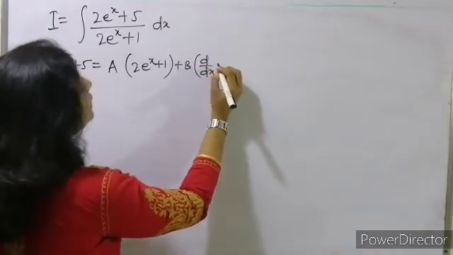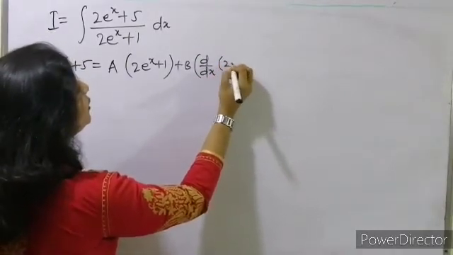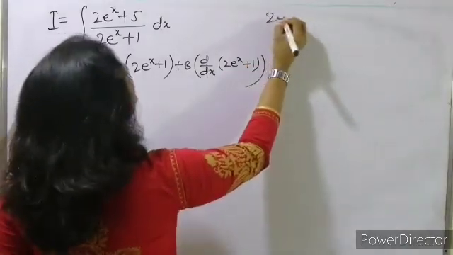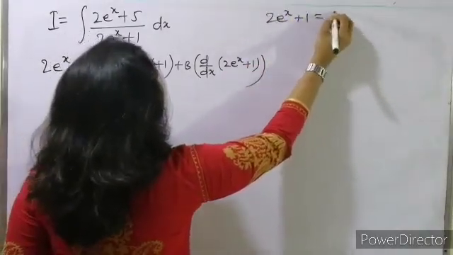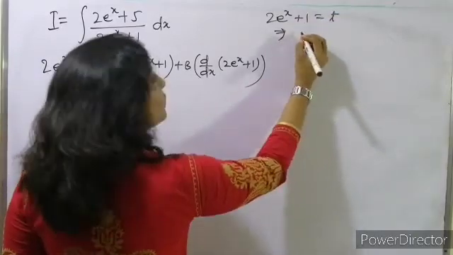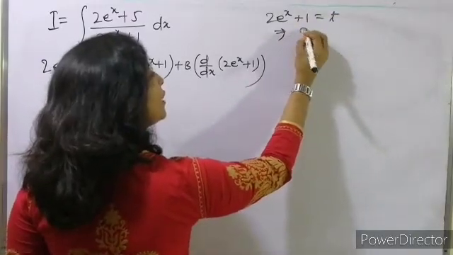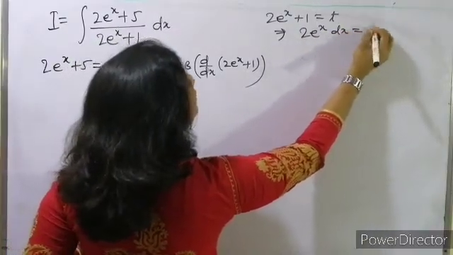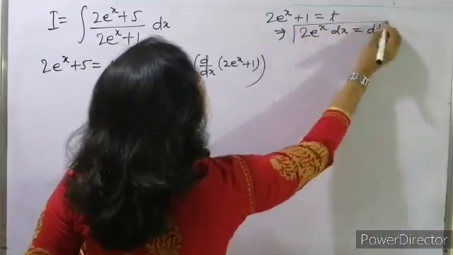So derivative of 2e to the power x plus 1 क्या होगा? So here 2e to the power x plus 1 को हम t ले लेते हैं. Okay. So when we differentiate this, derivative क्या होगा? 2e to the power x ही होगा. Okay. So 2e to the power x dx should be equal to dt. Okay. Now.